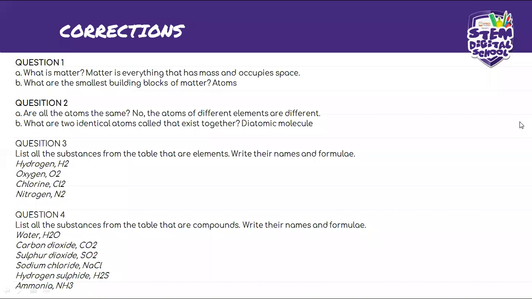Okay, so let's see question 4. List all the substances from the table that are compounds. Write their names and formulae. So you can see water, water formula, carbon dioxide formula and name, sodium formula and name. So there are how many? 1, 2, 3, 4, 5, 6. So that will be 12 marks. If you are able to write the formula and the name, 1 mark each. Okay, so these are the corrections.